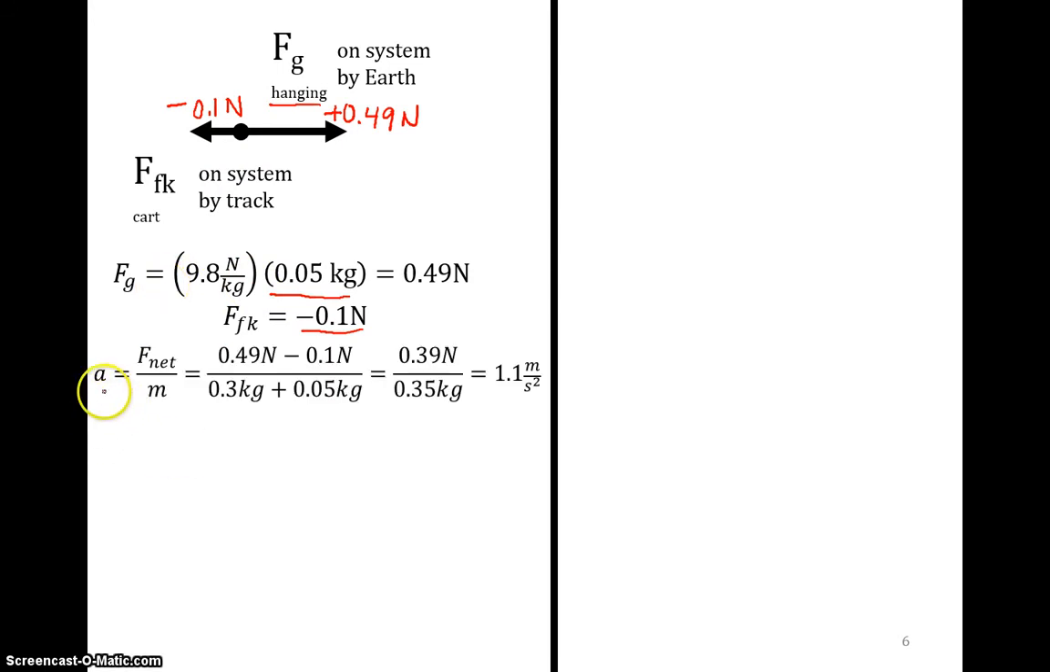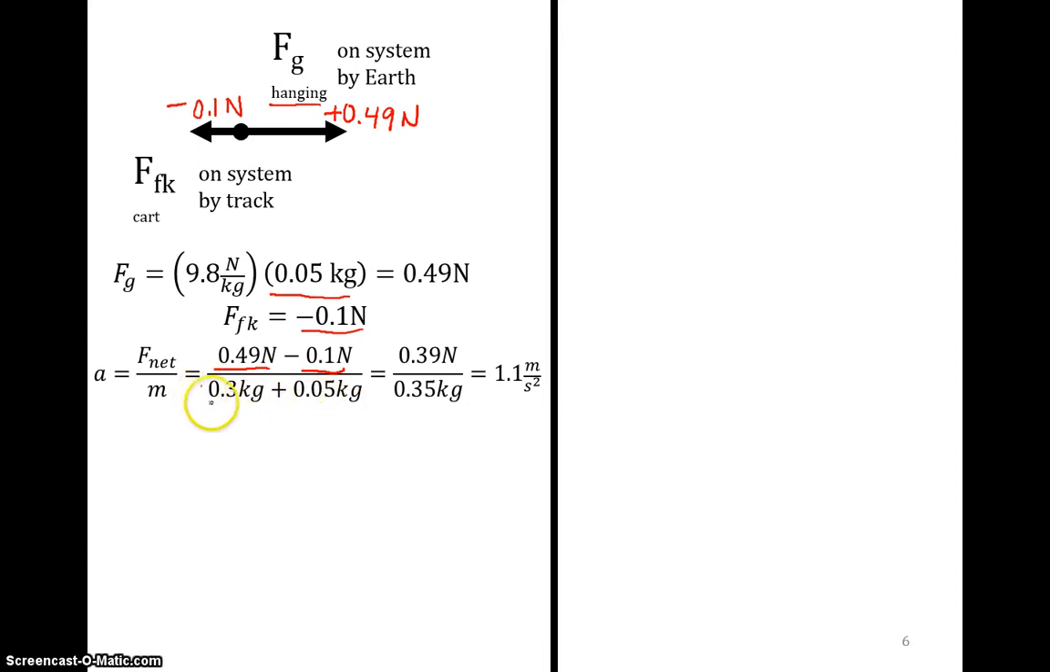My Newton's second law tells me that acceleration is equal to the net force divided by the mass. My net force is just going to be the force of gravity, which in this case is going to the right, minus the force of friction, which is going to the left. Again, we're ignoring the normal force and the force of gravity on the cart, just to make things simpler. And then divided by the mass of the entire system.